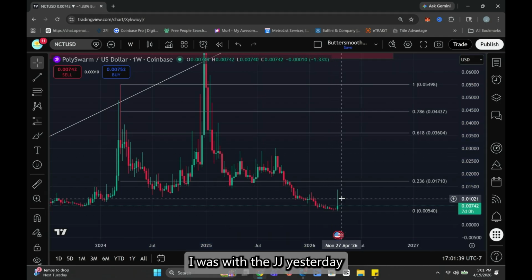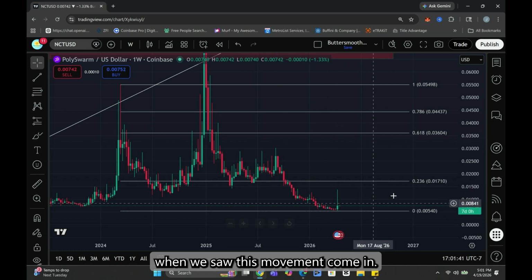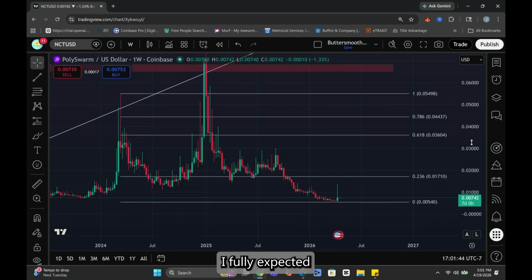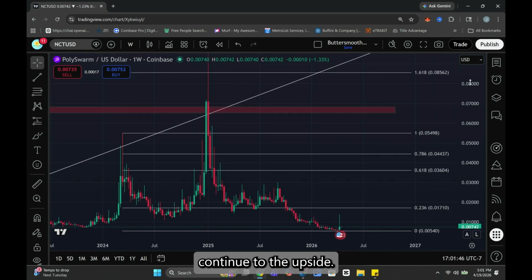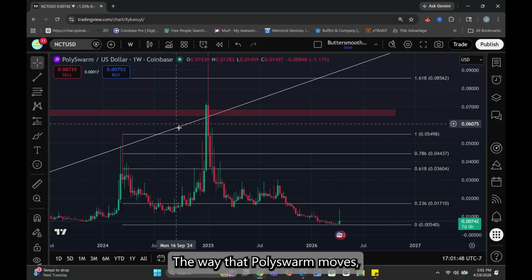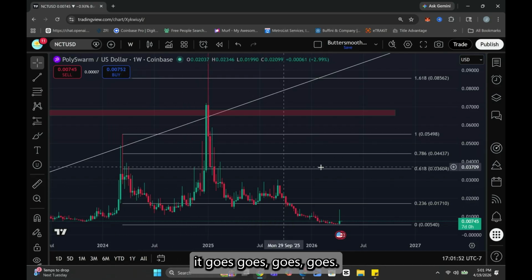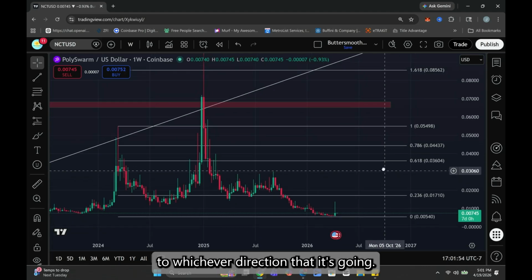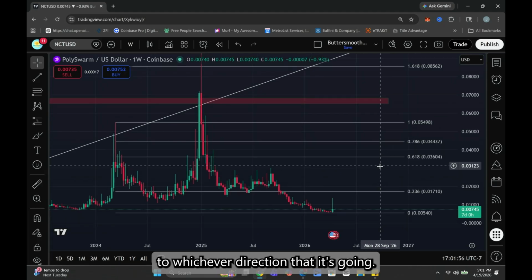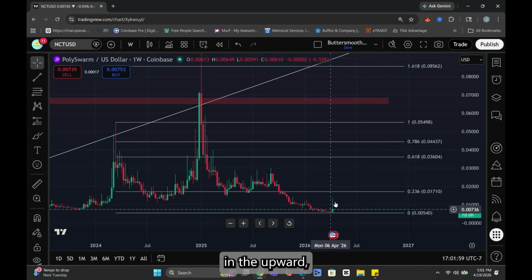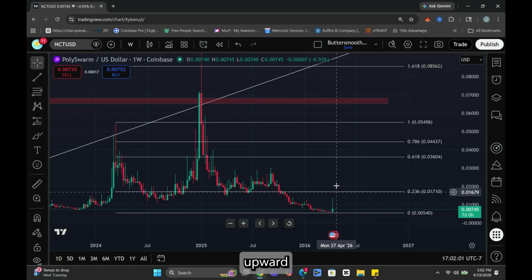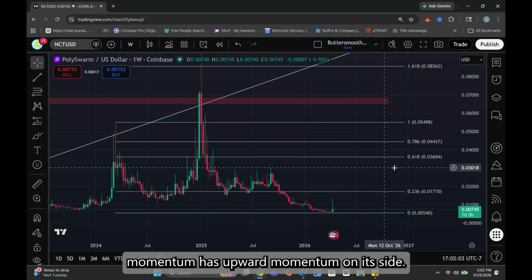I was with JJ yesterday when we saw this movement come in. It's a thing of beauty. I fully expected and thought that it would continue to the upside the way that Polyswarm moves. You could see when it moves, it goes. The momentum continues to whichever direction that it's going. And this is currently trending in the upward momentum, has upward momentum on its side.